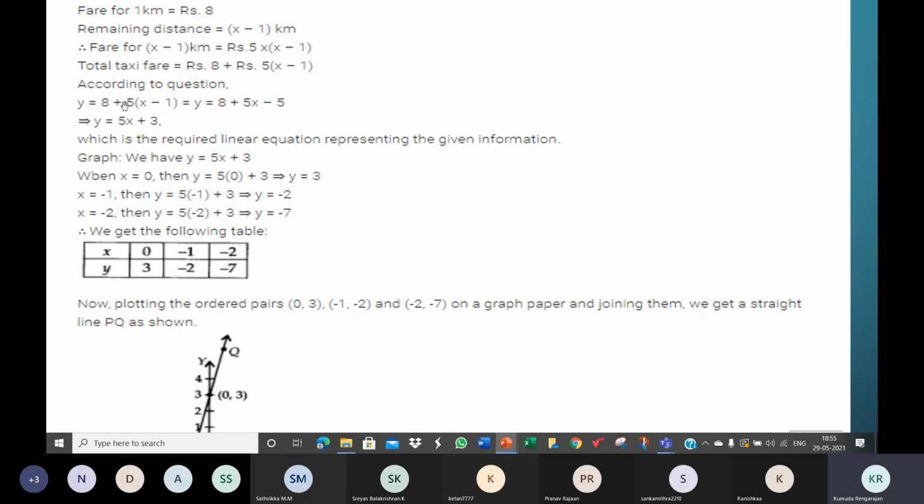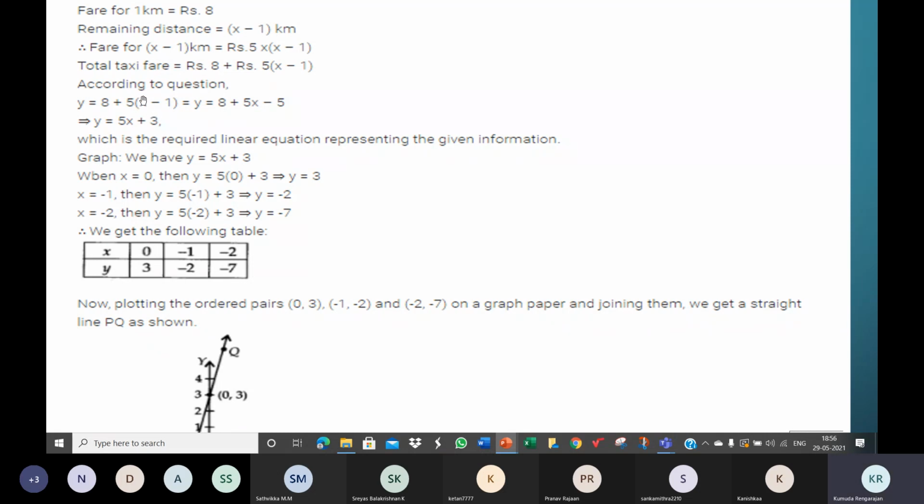See the fare, the total fare is divided into two. One is for the fare for the first kilometer, and the other is the fare for the remaining distance. For the first kilometer, it is 8 rupees. What is the remaining distance then? The total is x, so x minus 1 is the remaining distance. Now x minus 1, this distance at the rate of 5 rupees per kilometer. So 5 into x minus 1 will be the money you will have to give him for the remaining distance.